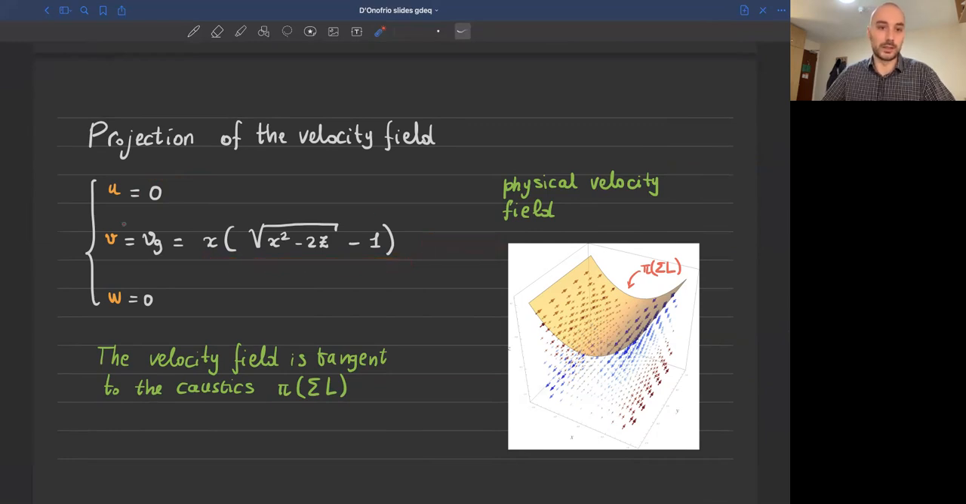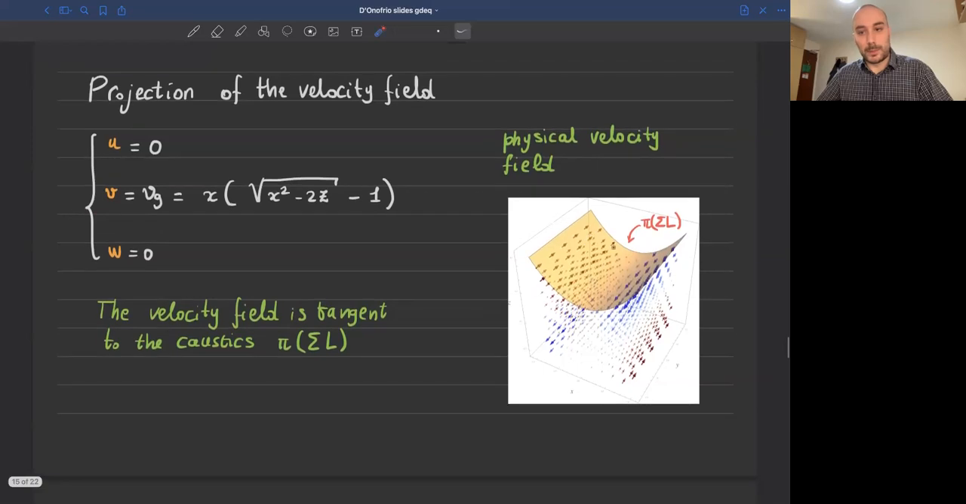This is an interesting observation because, as I remember, there was this trivial dependence on y in the generating function t. It turns out that the only non-zero component in this case is exactly the y component.